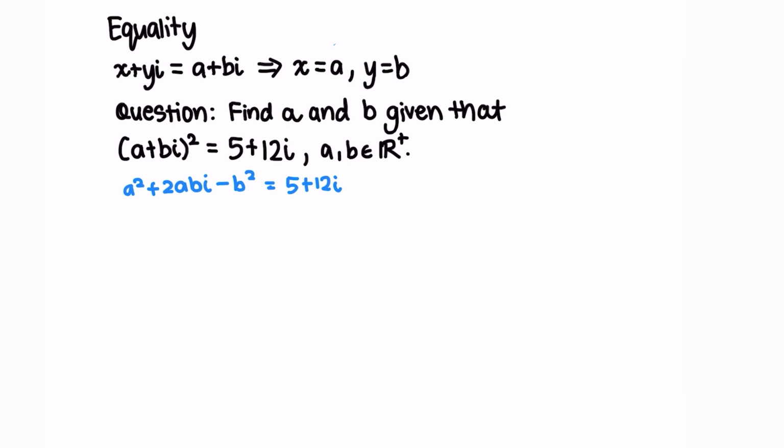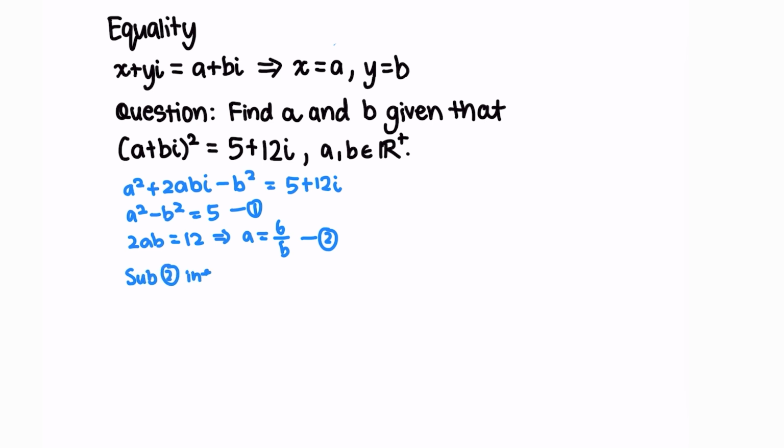And comparing the real parts, you will get a squared minus b squared equals 5. For the imaginary parts, we get 2ab equals 12, or also a equals 6 over b. So what we want to do is use this to set up our substitution, where we sub equation 2 into equation 1. So what we see over here is (6 over b) squared minus b squared equals 5.